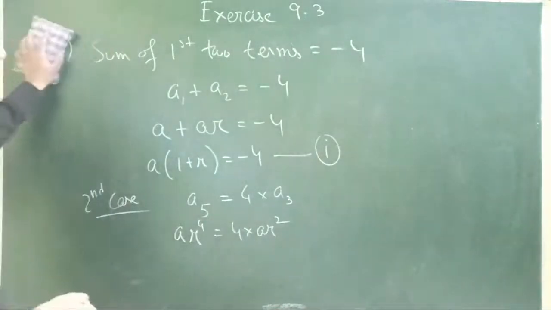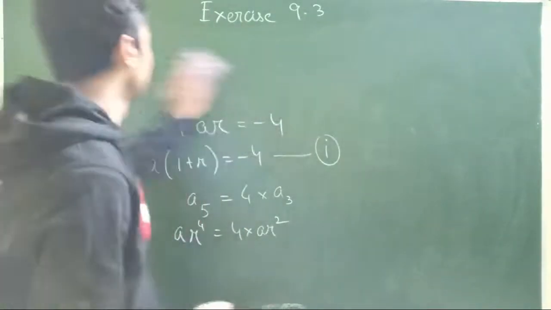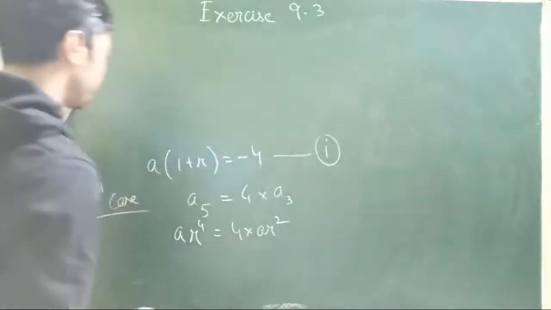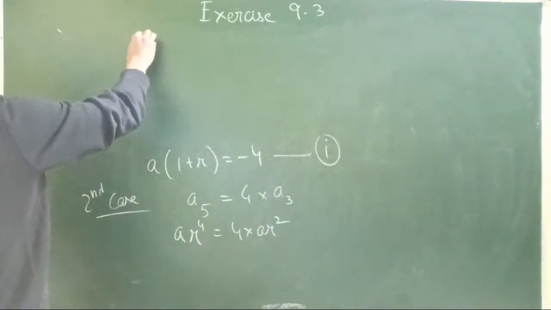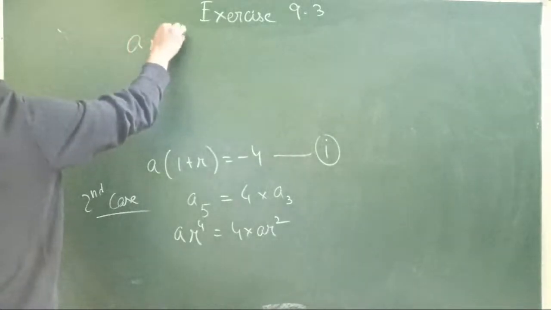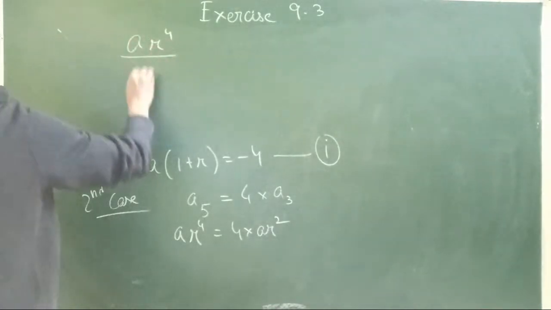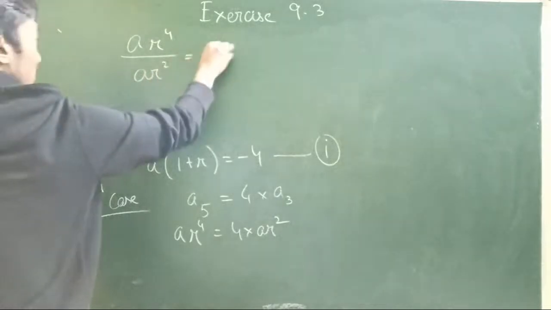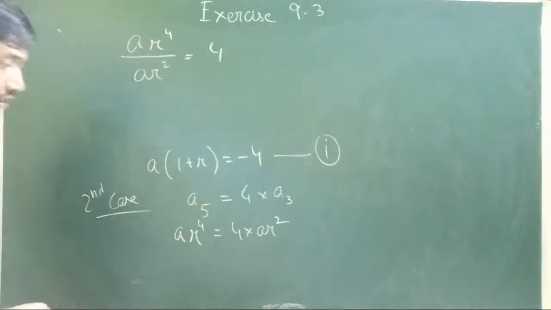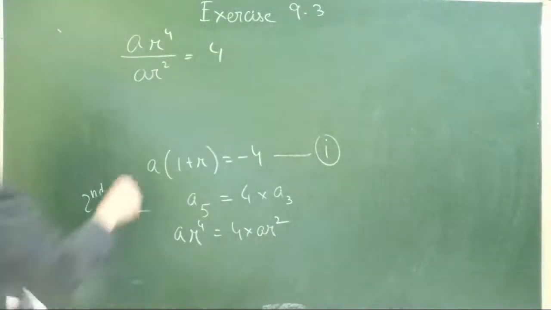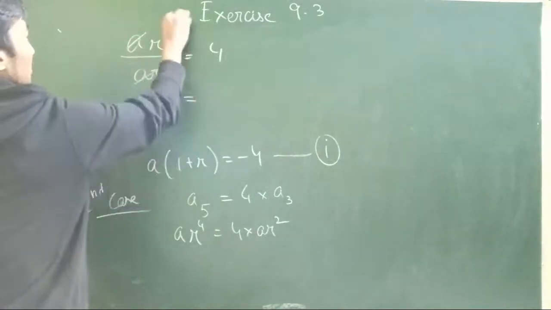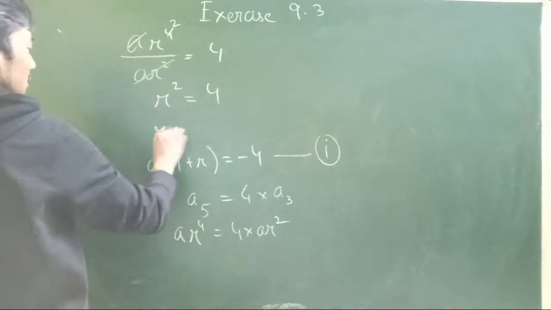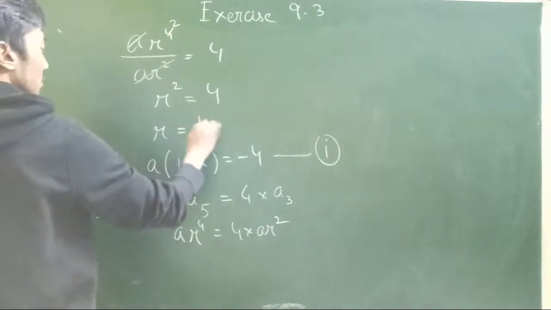So I'm just rubbing this off. Alright, so that might give me AR^4 equals 4 times AR^2. So R square is 4. That means R is equal to plus or minus 2.